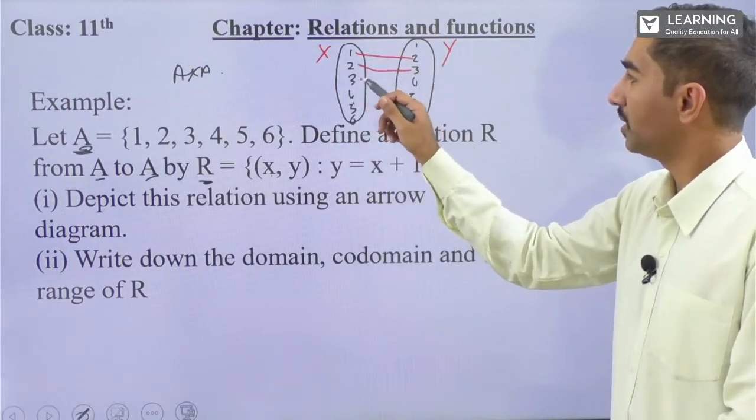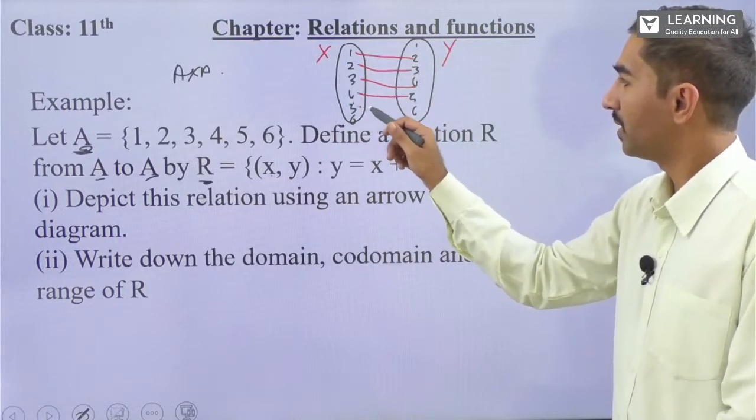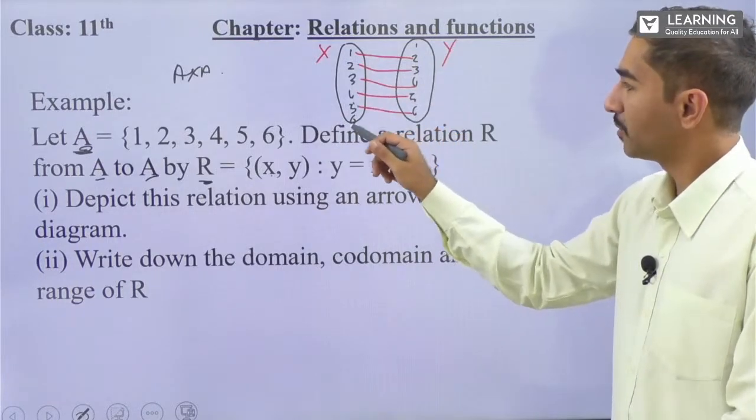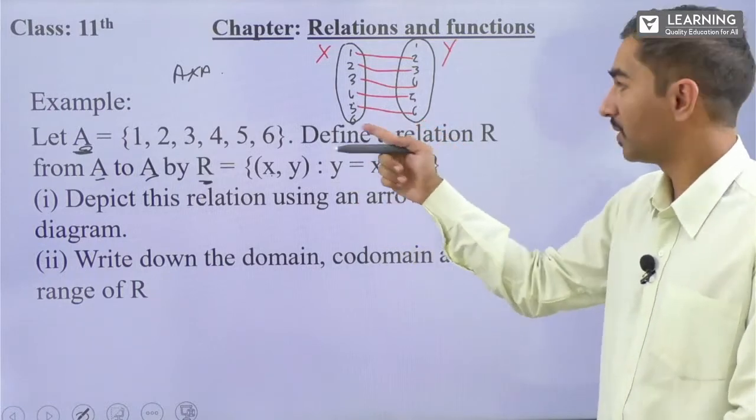If x is equal to 3, then 4. If x is equal to 4, then 5. If x is equal to 5, then it is 6. If x is equal to 6, then it is 7. But 7 is not given here, so we are leaving that.